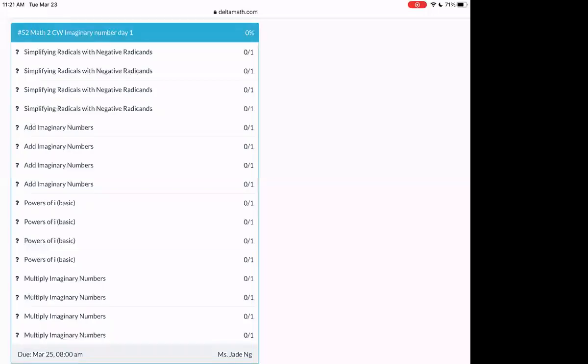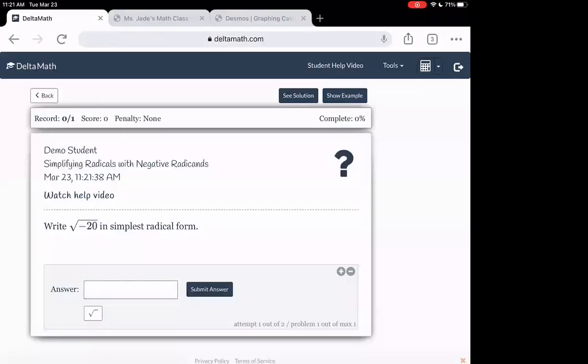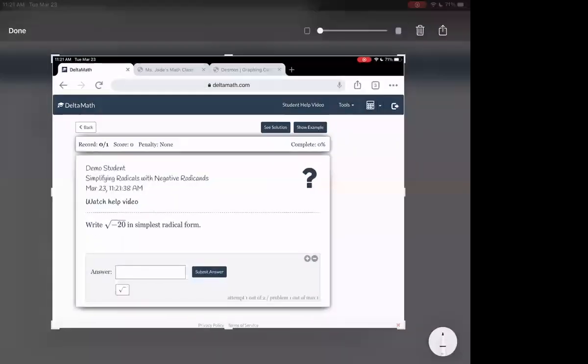So we are starting with assignment number 52, our classwork, and the first category that we're going to go through is simplifying radicals with negative radicands. Let's click on the first one. And remember, we all have the exact same questions, so I want you to follow along with me as we do it together. We'll have the exact same answer.